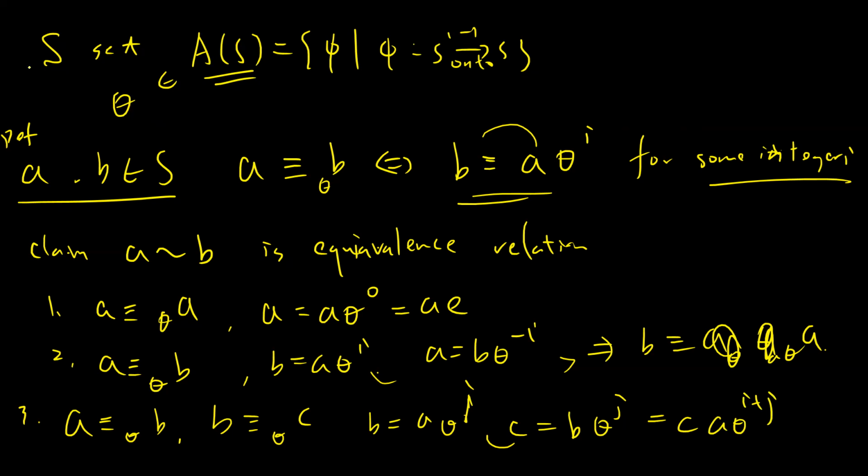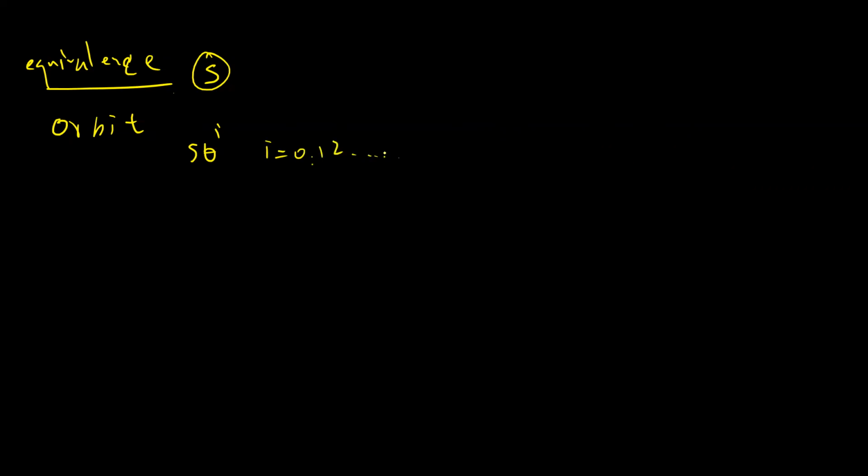Okay, so let's define an orbit. If we have the equivalence relation, we can take a representative. So for an equivalence class, we can take a representative called small s, and the orbit is defined to be s theta^i, right? So i from 0 and keep going. Okay, so this is called the orbit.